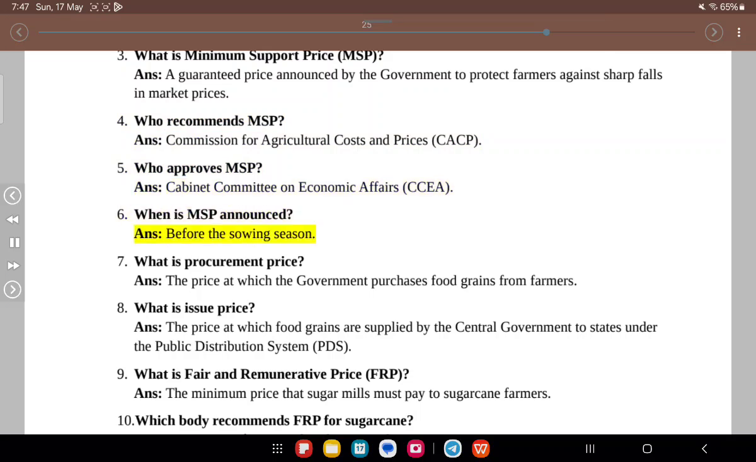6. When is MSP announced? Ans. Before the sowing season. 7. What is procurement price? Ans. The price at which the government purchases food grains from farmers. 8. What is issue price? Ans. The price at which food grains are supplied by the central government to states under the Public Distribution System PDS.